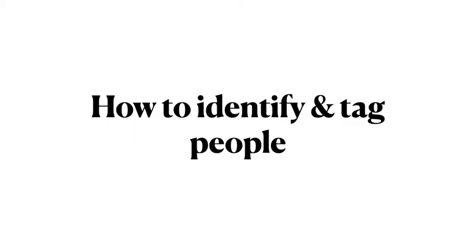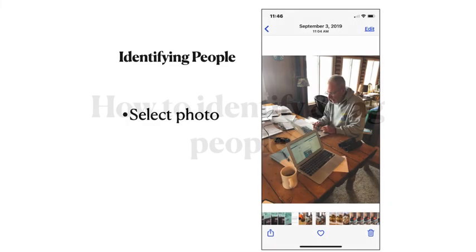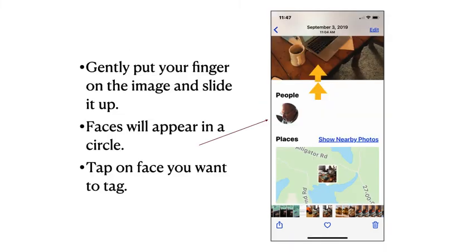Now let's move on from hiding pictures to identifying and tagging people in your Photos app. So what you have to do, of course, first is to select a photo that has a person in it, or you can have multiple people. So you select a photo, and you're going to gently put your finger on the image and slide up. And if it has people in it, the faces will appear in circles.